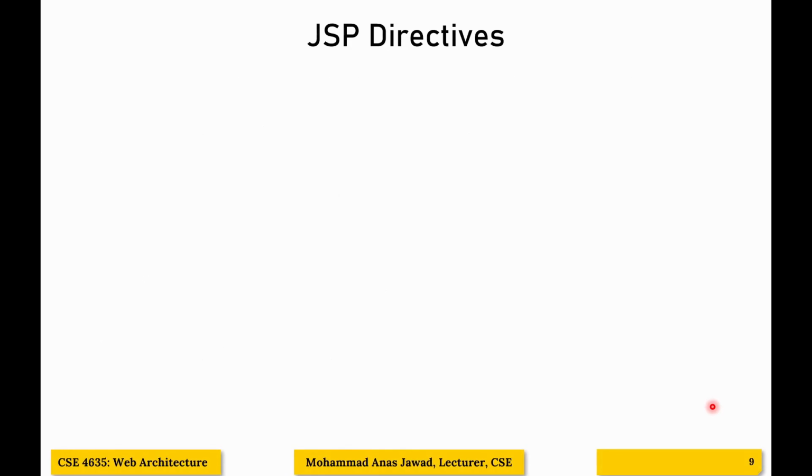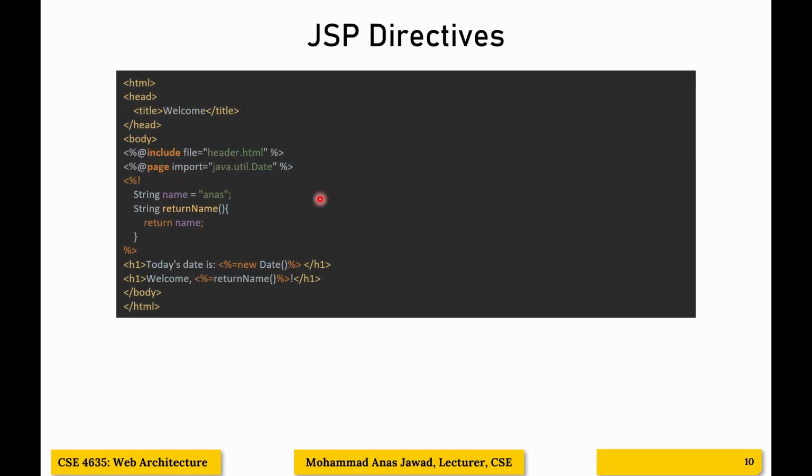So if we take a look at an example, consider this as a JSP page, and inside the body tag, I am including the content of the header.html file by using the include directive. Now, if you remember, the include directive has only one attribute called file, and the value of this attribute is the name of the file that you're trying to include. Since I have written this include statement at the very beginning of my body tag, the content inside this header.html file will be printed first in my JSP page, and then the remaining content will be displayed.